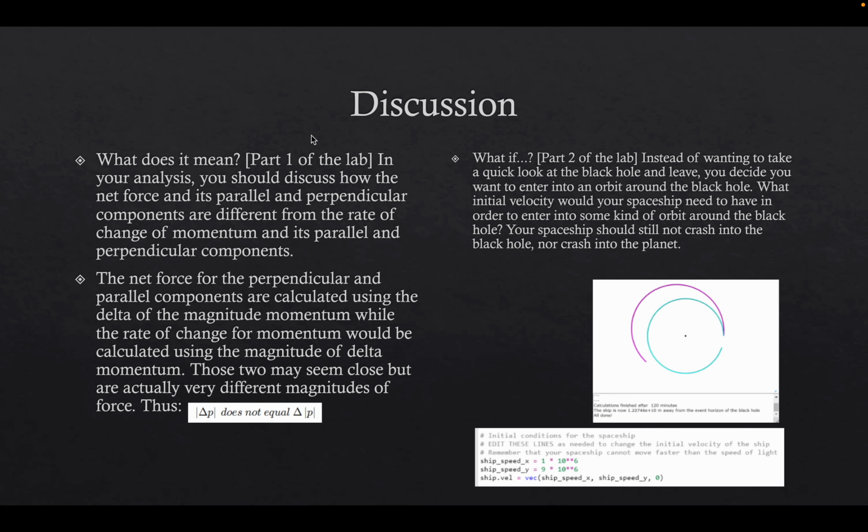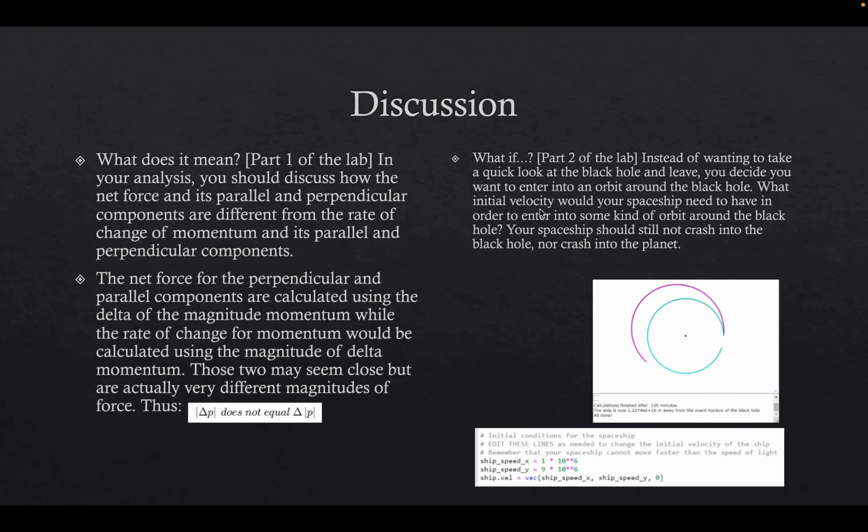So what does it mean? I was looking at how the net force's parallel and perpendicular components are different from the rate of change of momentum's parallel and perpendicular components. The net force for the parallel and perpendicular components are calculated using the delta of the magnitude of momentum, while the rate of change is using the magnitude of delta P. And while they seem close, they're very different. And I put in this equation to show that they don't equal each other.